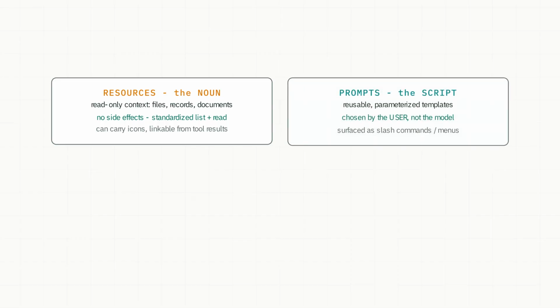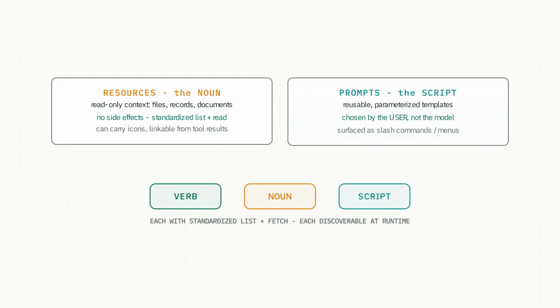Resources are the noun, and prompts are reusable templates the server publishes, parameterized starting points for common operations, chosen by the user rather than the model, surfaced as slash commands or menu entries in a host. Prompts are the script. Verb, noun, script, 3 primitives, each with standardized list and fetch operations, and each discoverable at runtime, which is where the lifecycle comes in.